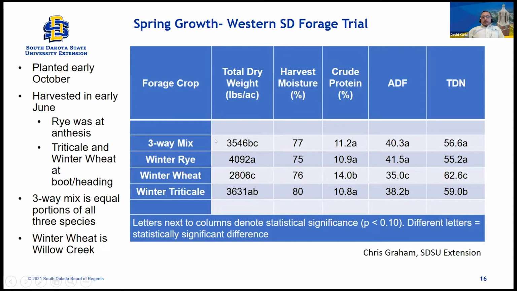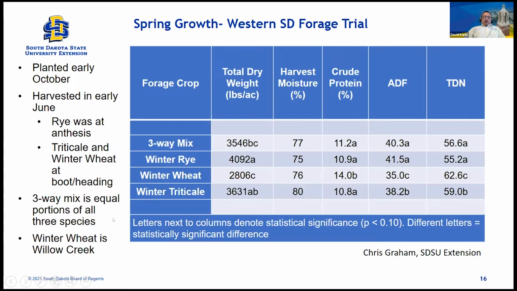If you look at the table, total dry weight of rye is about 4,000 pounds per acre, and the other two are way below that. And look at the harvest moisture, rye was lower. But if you go to the quality, then for crude protein, rye was lower than winter wheat, but similar to triticale. And if you look at ADF, it is lower in these two, because the lower the ADF, the better the quality.